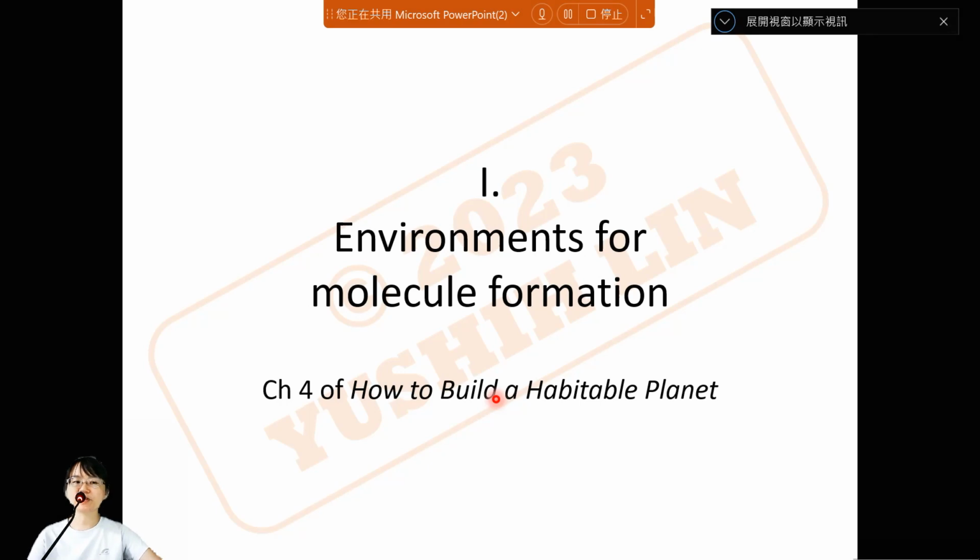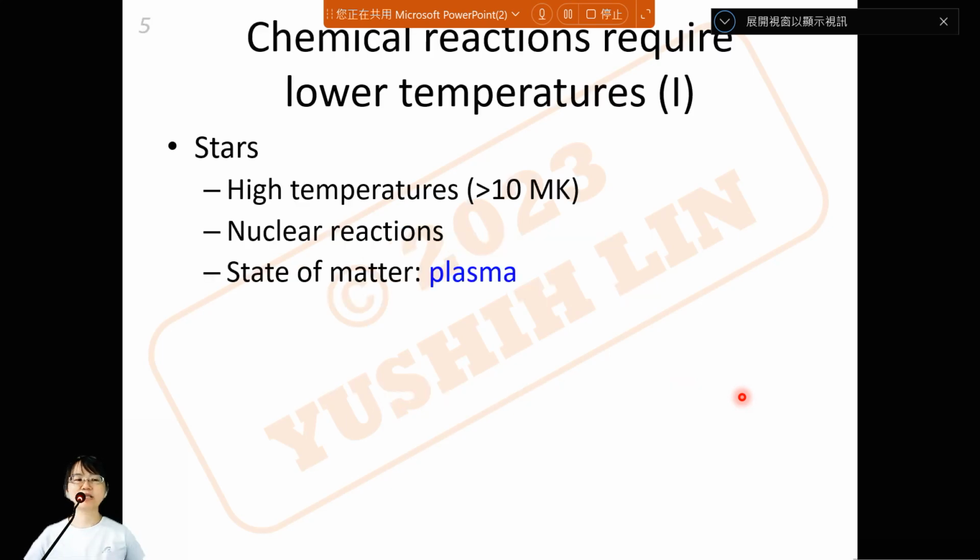So we need to first talk about environments for molecule formation. This is from the chapter that I did not ask you to read. If you want to know more, you can read chapter 4 of our textbook. Again, we need to compare stars with other environments in the universe. Stars have super high temperature. You already know that. It's a place where we have nuclear reactions.